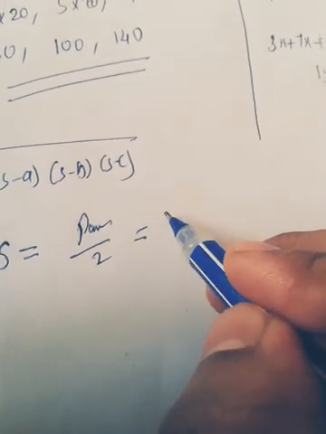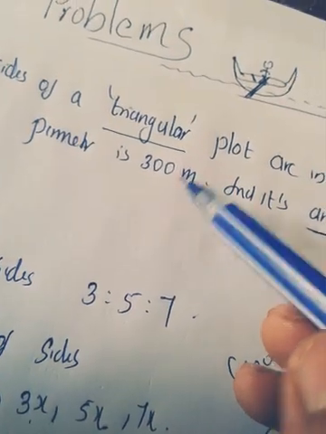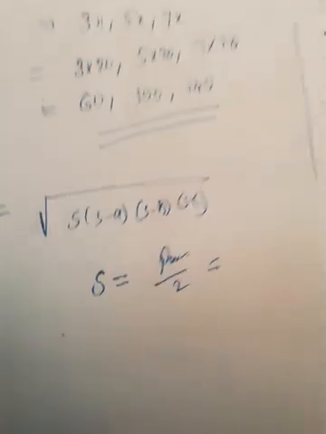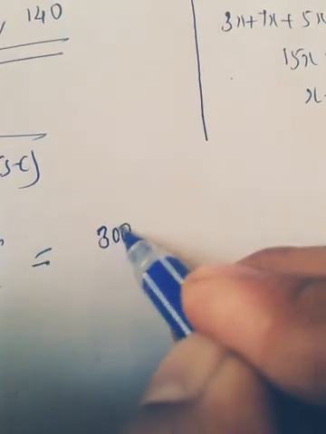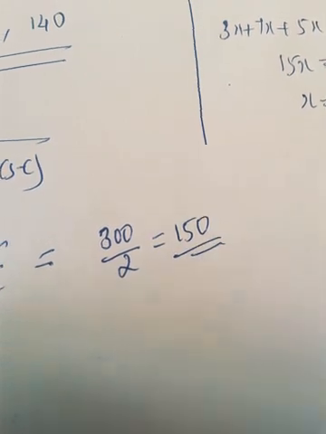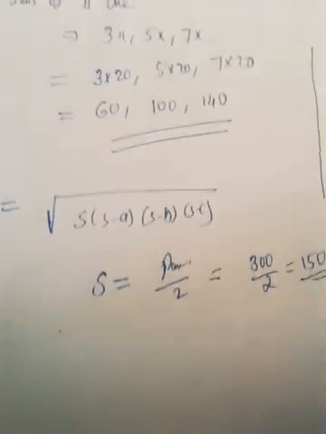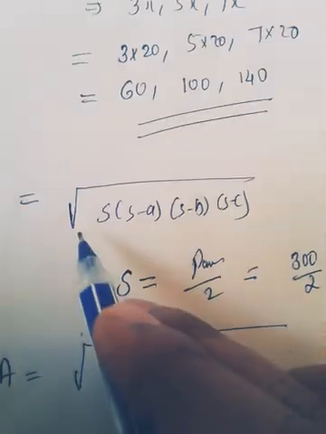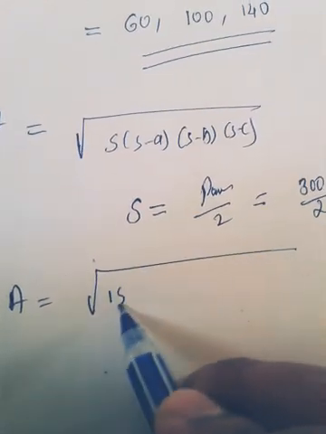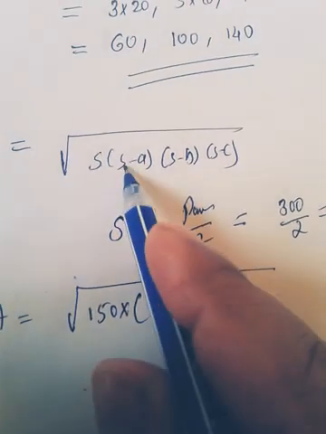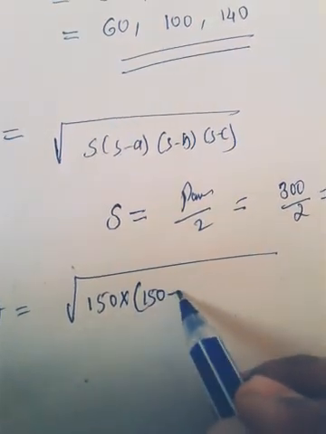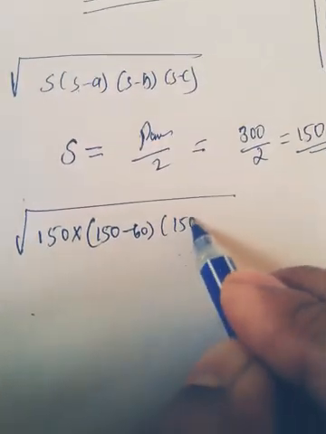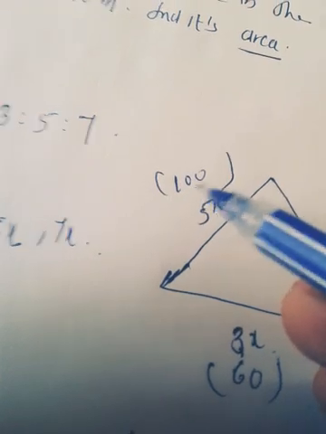So the perimeter is actually given in the question as 300. So s will be the semi-perimeter, or half of the perimeter. So it becomes 300 divided by 2, what is that? 150. So without writing any steps, we got the value of s as 150. Now we can substitute all these values here. So area will be the square root of s. We got the value of s as 150. So square root of 150 into s minus a, it means 150 minus a. What is a? First side, 60. Then s minus b, 150 minus b, second side, that is 100.